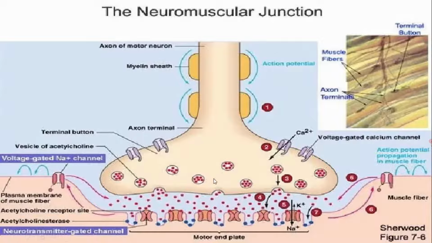Here also you can see the same picture. I'm repeating them so that you may remember. Arrival of action potential, calcium entry, release of neurotransmitter, which gets attached with the acetylcholine gated receptor channel, influx of sodium into the cell, potassium out of the cell. Influx of sodium is more as compared to efflux of potassium, depolarization of the membrane, generation of action potential, propagation of action potential across the muscle fiber.